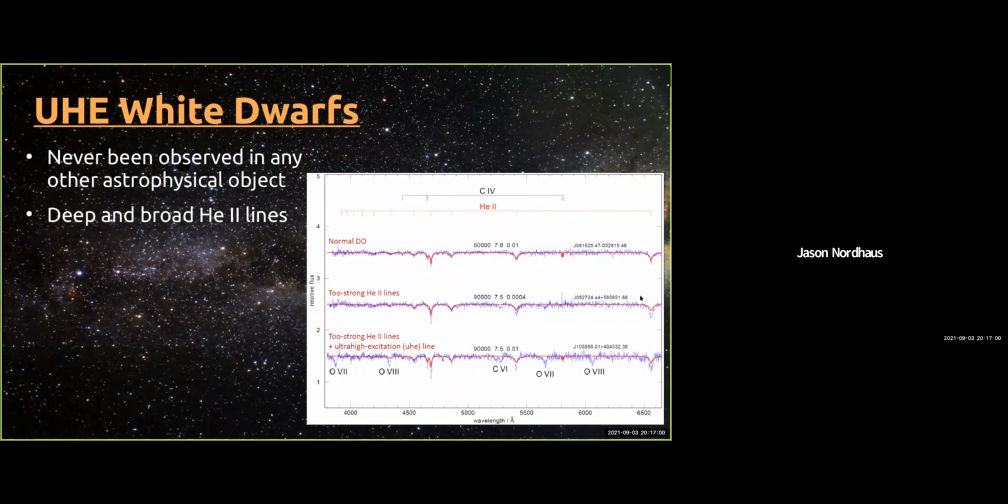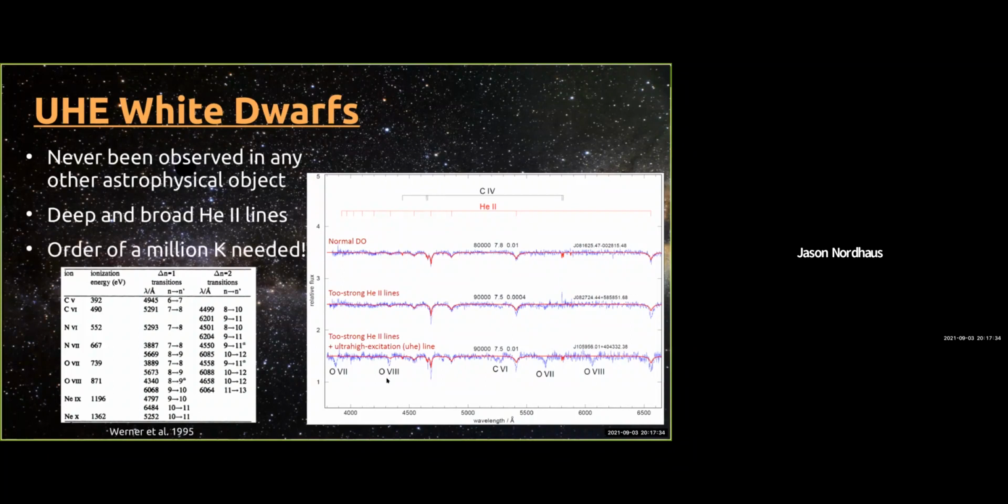In the second one, helium-2 lines are stronger than the model predicts. And in the third one, in addition to strong helium-2 lines, the spectrum shows ultra-highly excited metals. A unique assignment of these lines to particular elements is not possible, but they probably originate from carbon, nitrogen, oxygen, or neon. Due to their asymmetrical shapes, it was suggested that these lines originate from a hot optically thick stellar wind. Therefore, they are also known as hot wind white dwarfs.